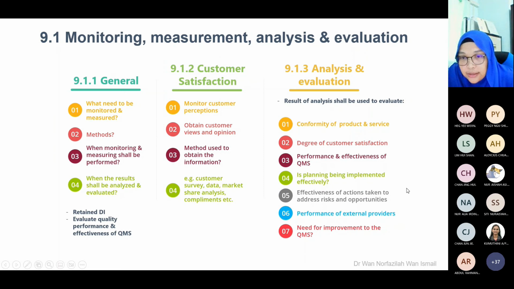And others: planning, effectiveness, performance of external providers, need for improvement or not. That one is under 9.1.3. So most of them kita dah cover lah during chapter 1 until 3.